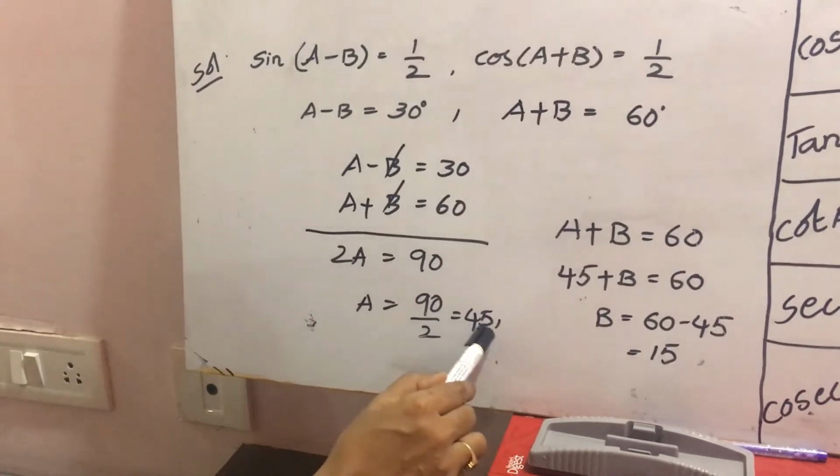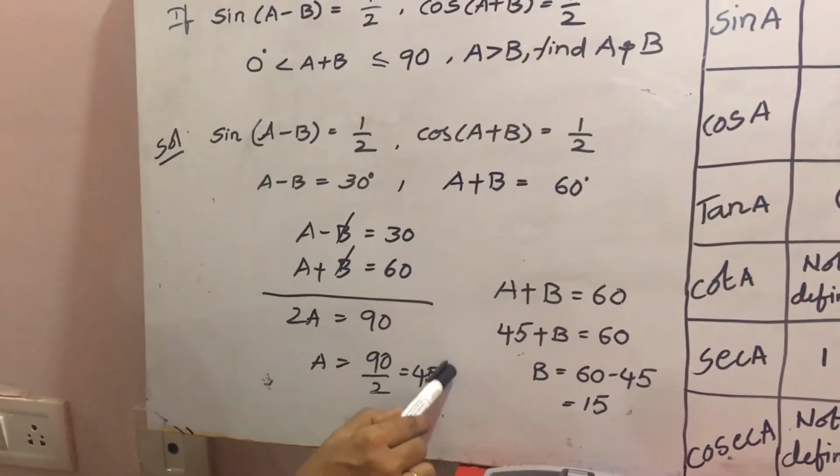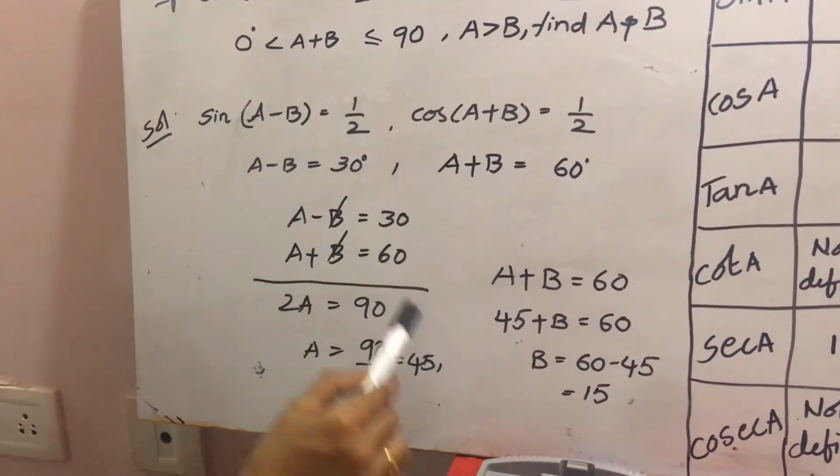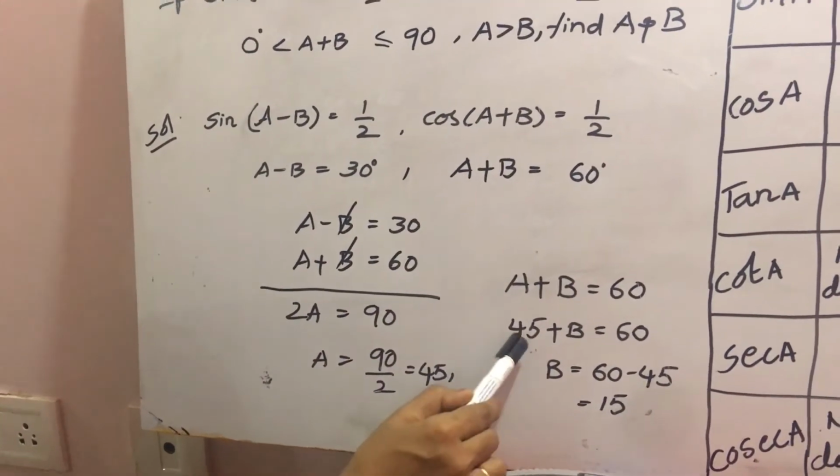If we know one value, we can easily find out the other value by substituting this value in any of these two equations. If we take a plus b is equal to 60, what is the value of b? 45.